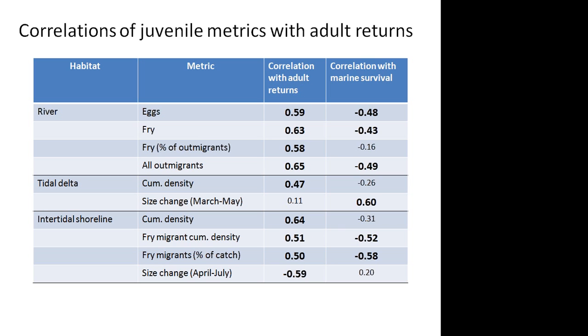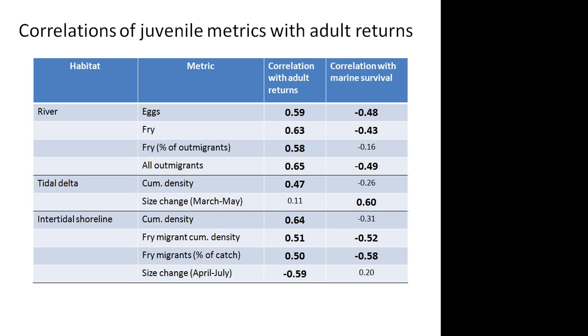So in the river we can look at eggs, fry, and we can express fry in two different ways. Or we can look at all outmigrants. For the tidal delta we could look at cumulative density and then a change in size over that rearing period. And then for the intertidal shoreline, we can look at cumulative density, again fry migrants, and then size change.